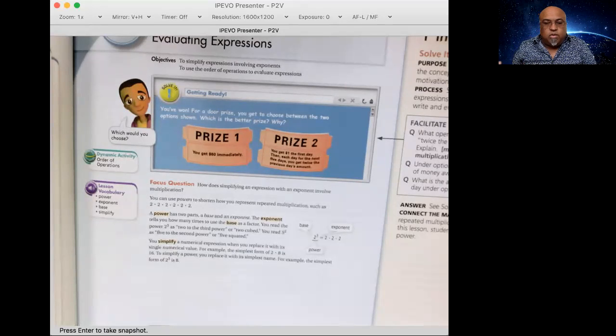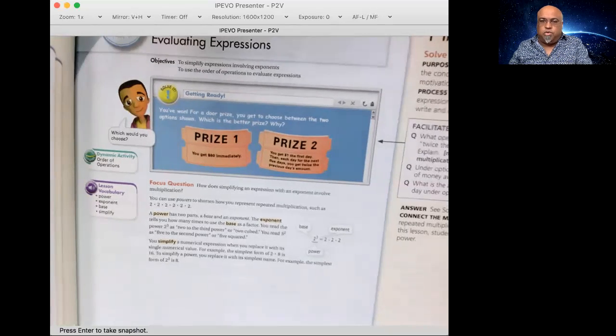You simplify a numerical expression when you replace it with its single numerical value. For example, 2 times 8 is 16. To simplify the power, you replace it with its simplest name. For example, 2 to the third power, or 2 cubed, would be 8. Okay, let's follow that. 2 times 2 is 4, times 2 again is 8. So I'm holding up 3 fingers, so that would represent the 3 2's, or 2 to the third power. So 2 times 2 times 2 equals 8. Okay. I hope you're following me with that.